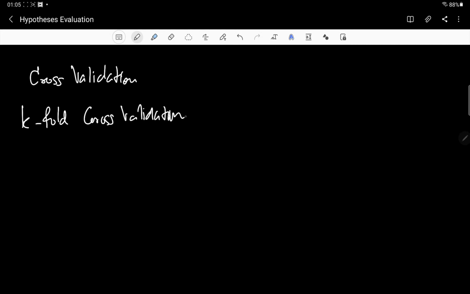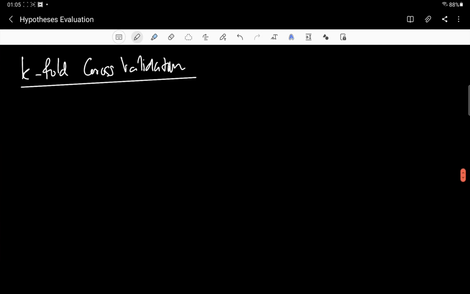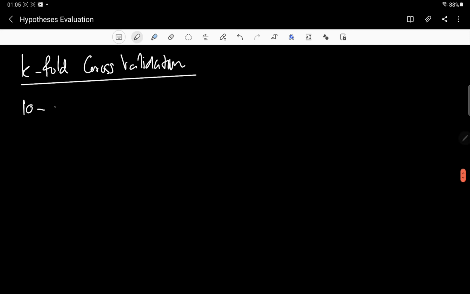If you work with a machine learning model and you want to find the accuracy and compare algorithms or models or hypotheses, the idea of k-fold cross-validation is very, very important. You can think, for example, of tenfold cross-validation. The idea is quite simple.